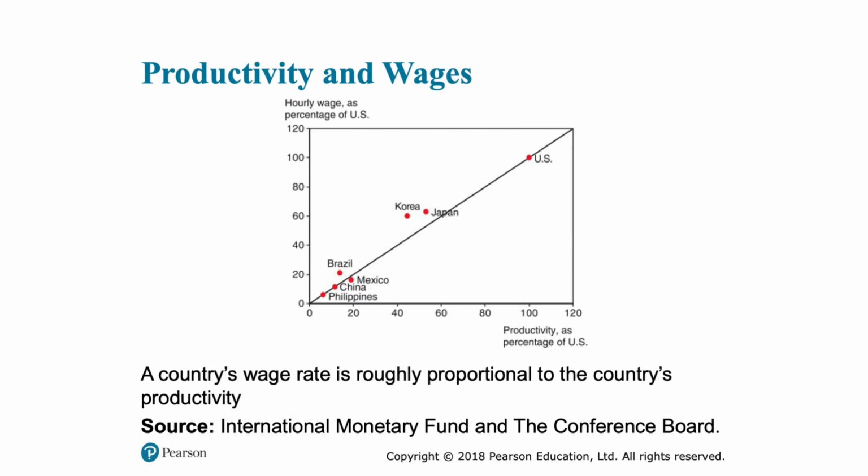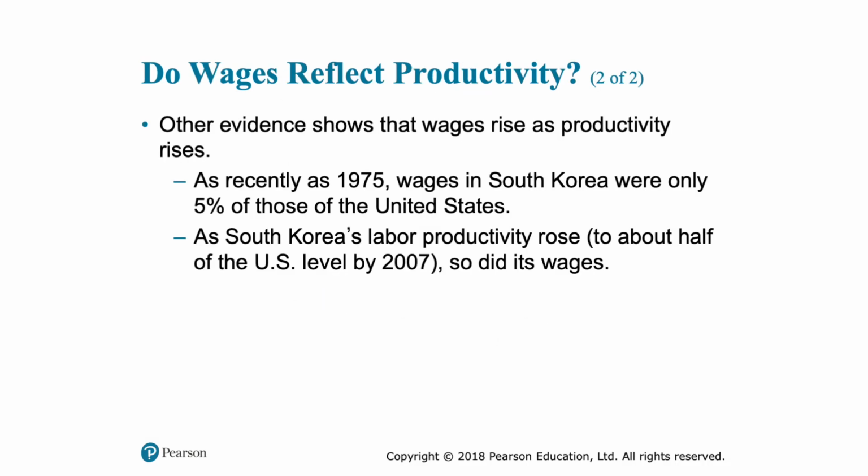Also, time series data shows that productivity and wages increase together. For example, as recently as 1975, wages in Korea were only 5% of the United States level. As South Korea's labor productivity rose to about half of the US level by 2007, wages also increased. Okay? So using this time series data, wage rate and labor productivity increase at the same trend. Okay? I'd like to stop here.